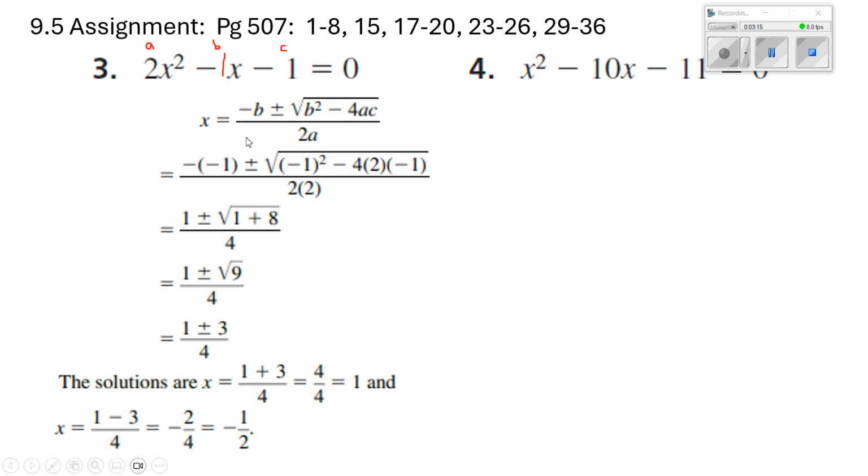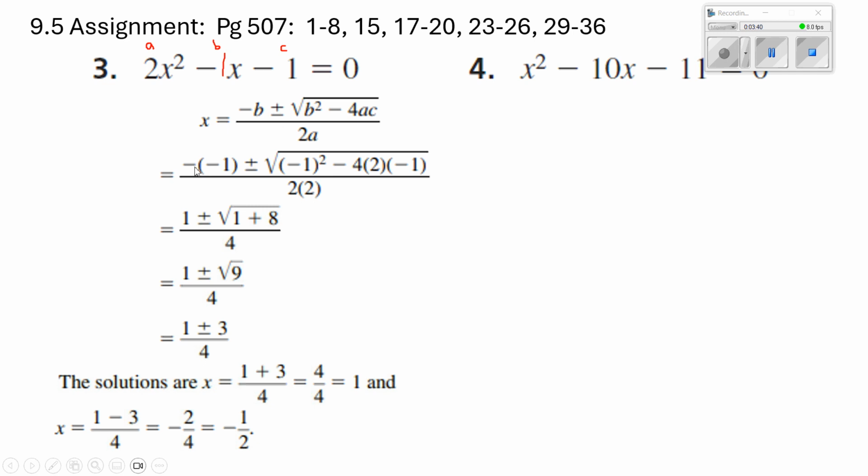So we're replacing negative b with negative 1. So now we're going to have negative 1 plus or minus the square root of negative 1 squared, and then negative 4 times a times c. So that's negative 4 times 2 times negative 1. Now we're going to have a down here being 2, so it's going to be 2 times 2.